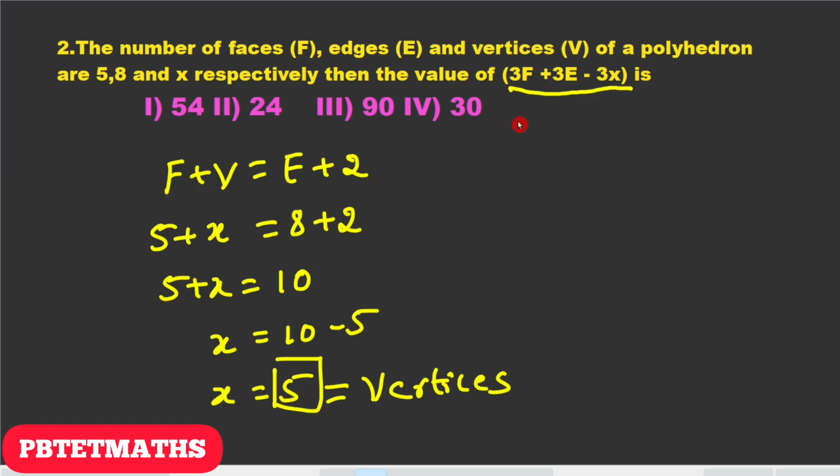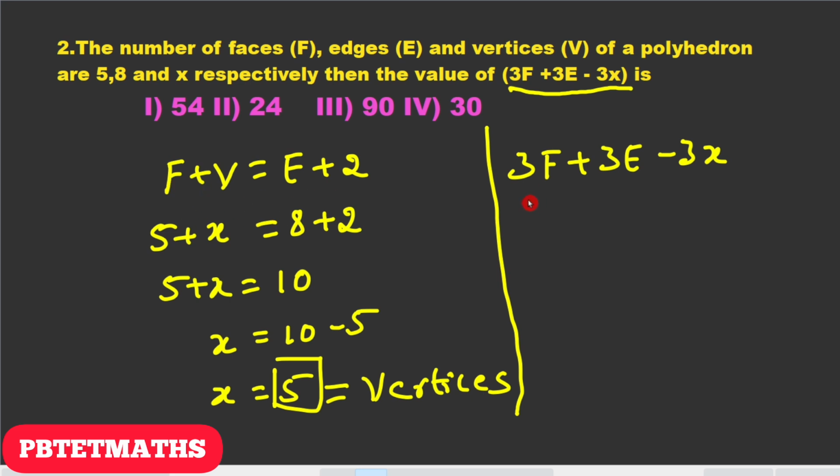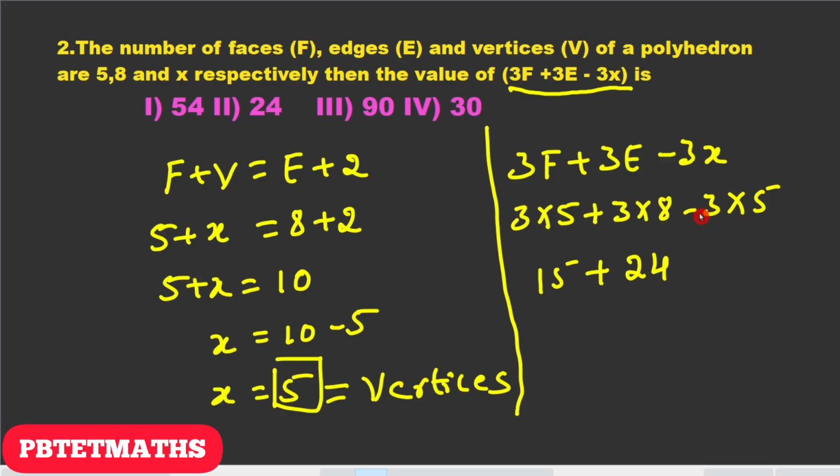Now let's simplify this. 3f plus 3e minus 3x. So 3f, that is 3 times the value of f, which is 5, plus 3e, that is the value of e is 8, minus 3x, that is the value of x is 5. So we have 3 fives are 15, plus 3 eights are 24, minus 3 fives, we have 15. Minus 15 plus 15 get cancelled. At last we are left with 24. So this is the correct answer. So you can say that option 2 is the correct answer. That is the solution. Let's move on to the next question.